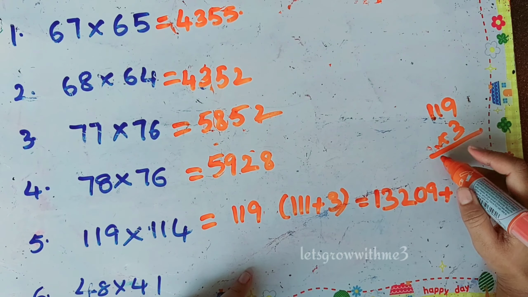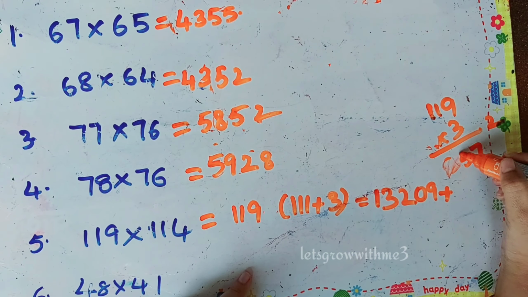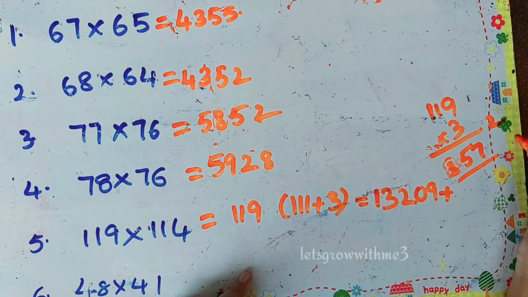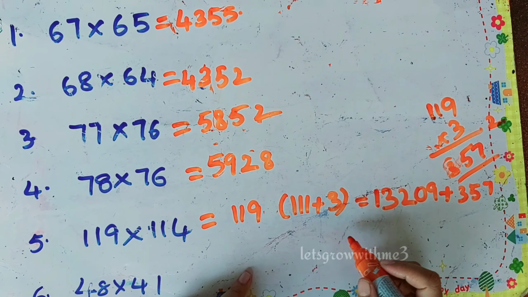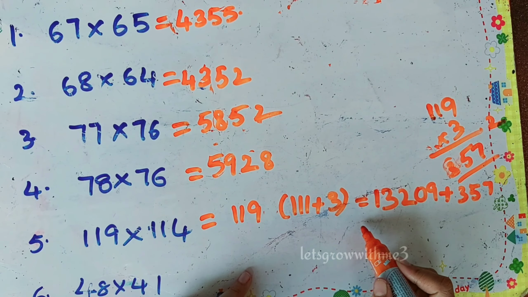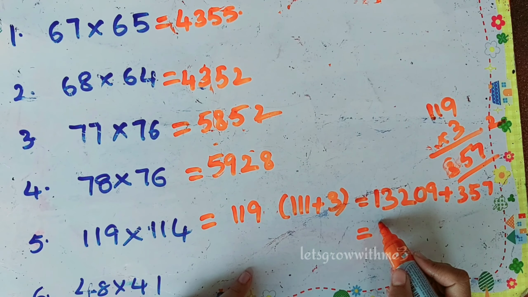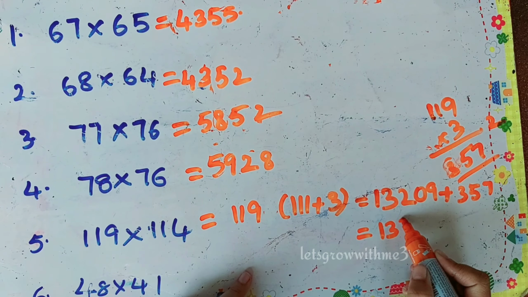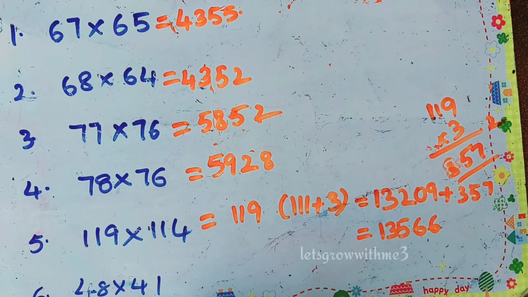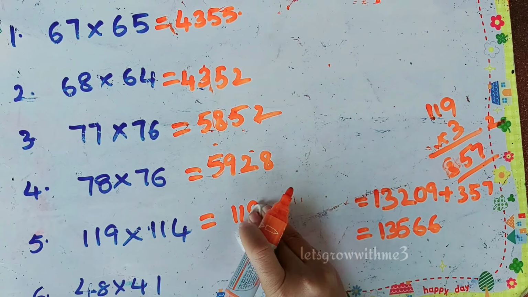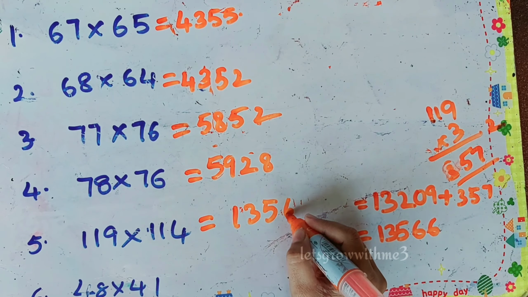9 3s are 27. 3 1s are 3, and then plus 2 is 5, so 357. So let me add these values, then we will get it. 1, 3, 5. I'll get 6 because it's a carry combination. Then here it is 6. So that's how you need to solve the question.